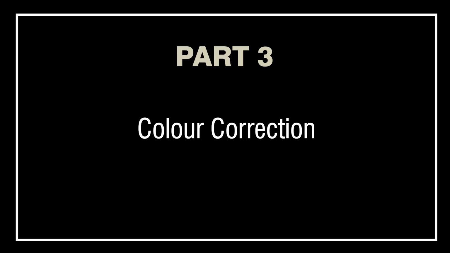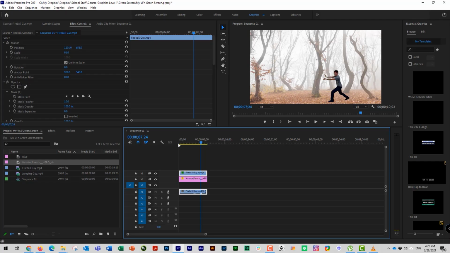So now let's switch over and talk about how to do some color correction. Color correction is pretty easy, but you want to make sure it matches. Right now, it's not looking very good. His pants are super dark. He's dark, in this kind of lighter, hazy background. So I've got to fix that.